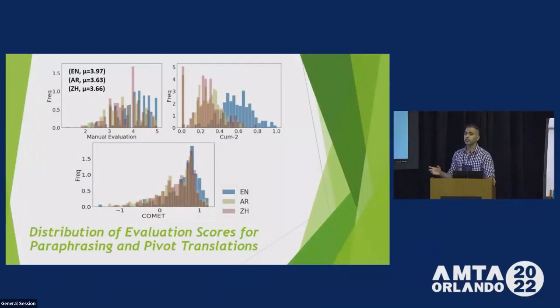Here, we started to look into the different pivot languages. And the distribution here, as we can see, the manual evaluation and BLEU and COMET show similar tendencies. We see that the Arabic and Chinese have similar distribution with lower average scores than the monolingual paraphrasing, which shows a different tendency or distribution.